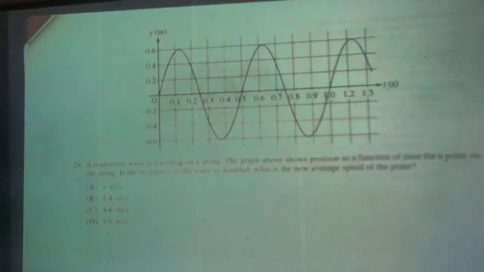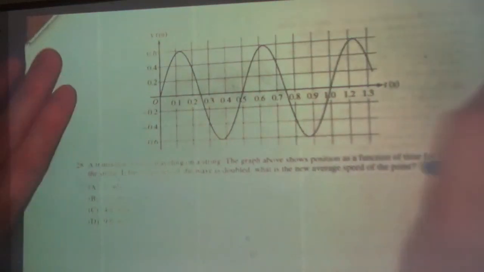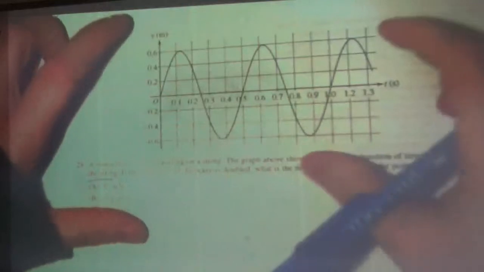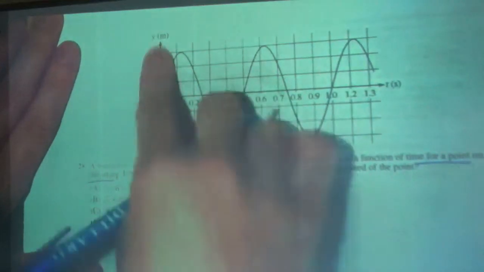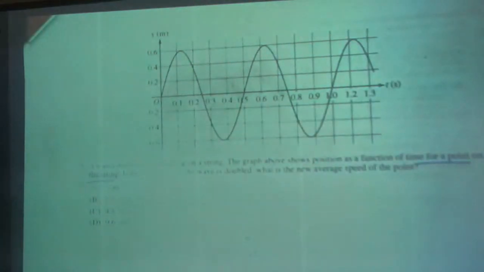Transverse waves traveling along a string. The graph shows position as a function of time for just a specific point on the string. So this isn't like a picture of the wave. It's saying, okay, one point on the string goes up and then down and up and down this much in this amount of time. If the frequency is doubled, what is the new average speed of the point?